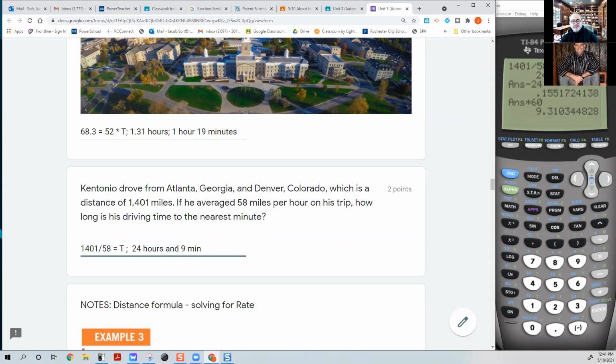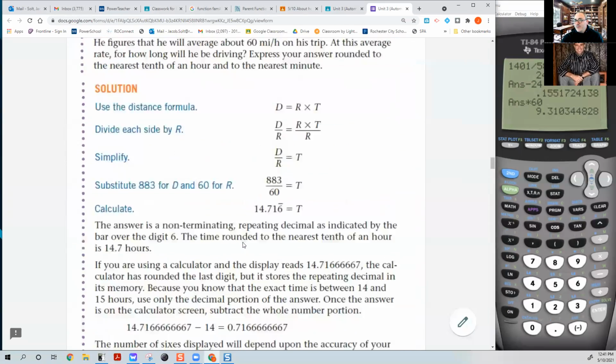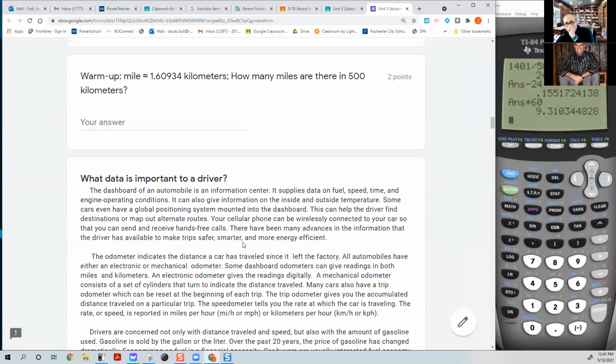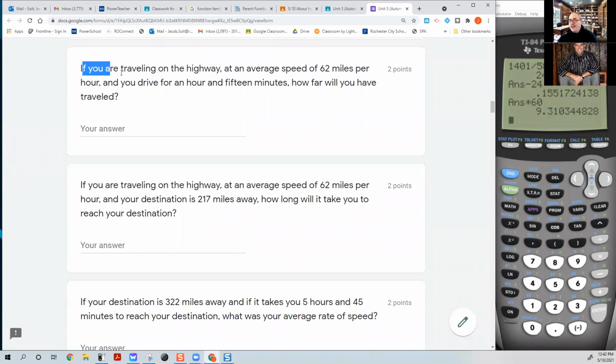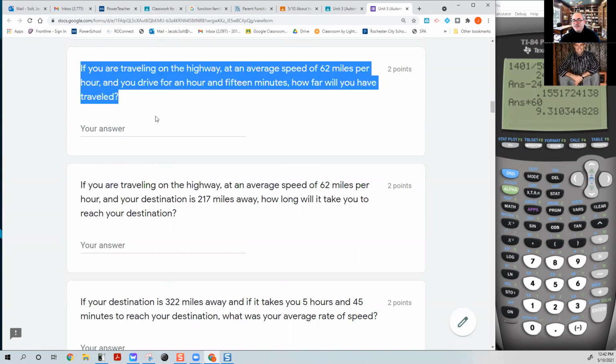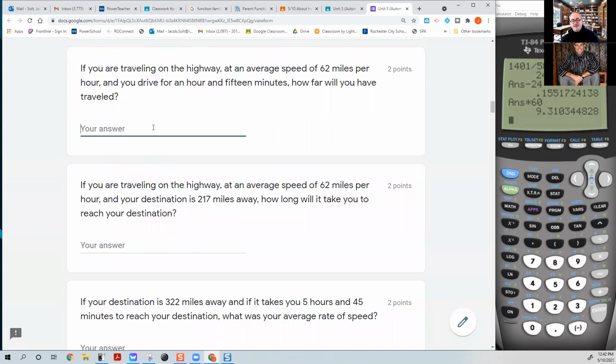All right. Now that we've done these, let's go back and practice with those. I'm going to go back up at the very top and practice those warm-up questions. I think we can do better with them now. So let me go back up to those warm-up questions we skipped. First one: you're traveling on a highway at an average speed of 62 miles an hour, and you drive for an hour and 15 minutes. How far will you have traveled? All right, D equals R times T.